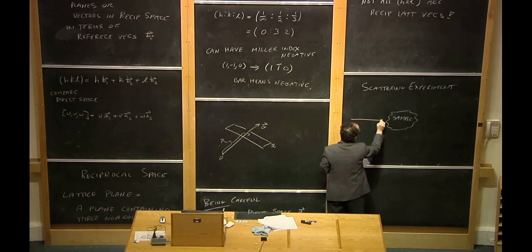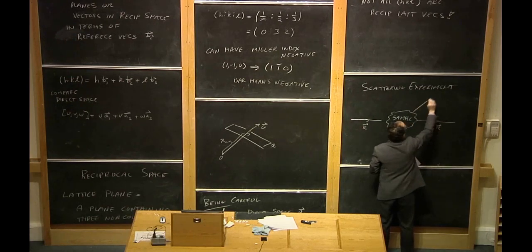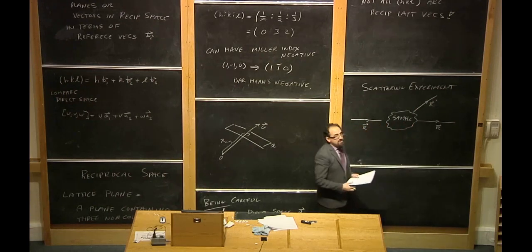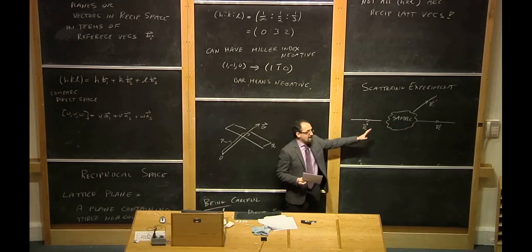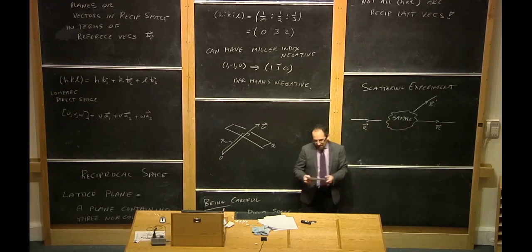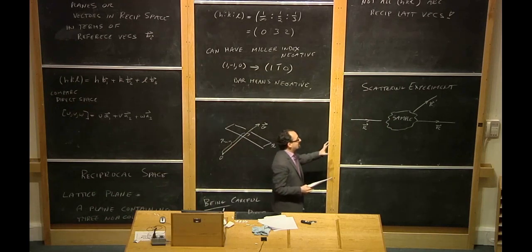You send in some wave with wave vector k. Some of it goes through unscattered, comes out at wave vector k, and some of it comes out at wave vector k prime. By observing what comes out at wave vector k prime, you're supposed to be able to deduce what is in the sample. Now, it's hard to overstate the importance of this type of experiment.